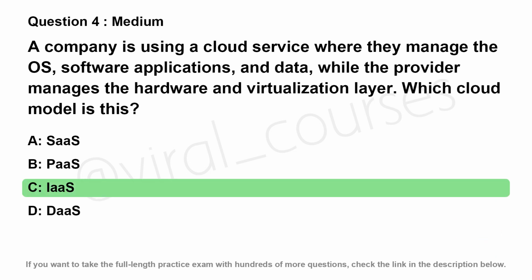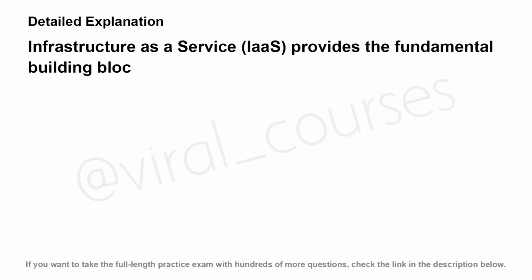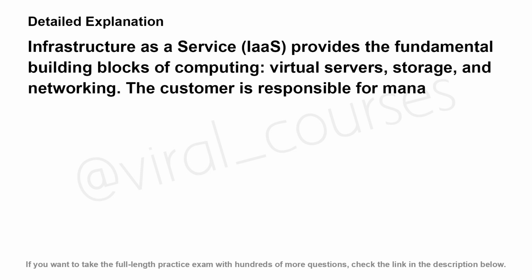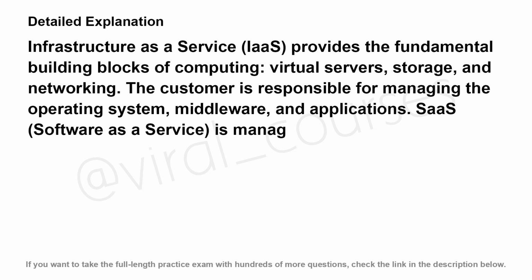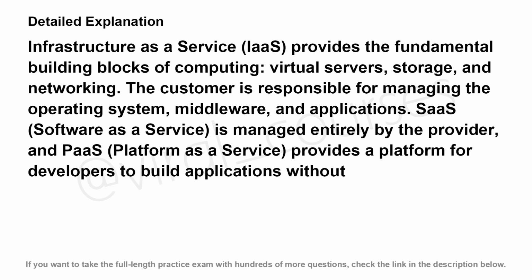The correct answer is C. Infrastructure as a service. IaaS provides the fundamental building blocks of computing: virtual servers, storage, and networking. The customer is responsible for managing the operating system, middleware, and applications. SaaS, software as a service, is managed entirely by the provider. And PaaS, platform as a service, provides a platform for developers to build applications without managing the underlying OS.